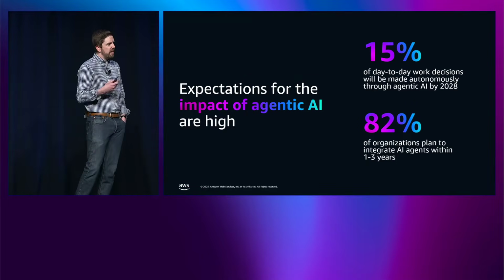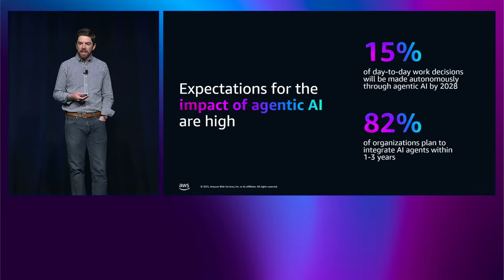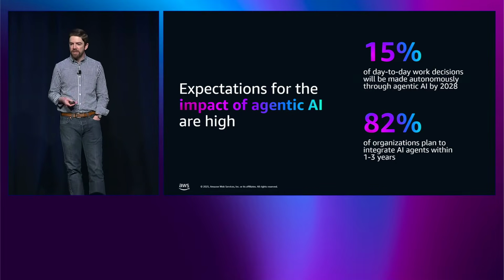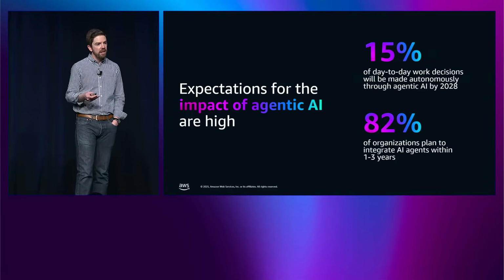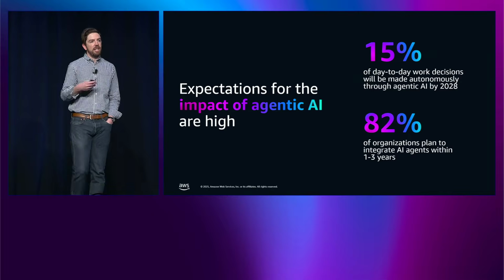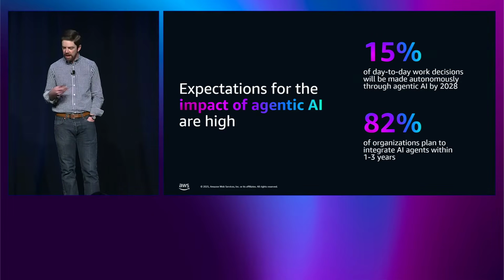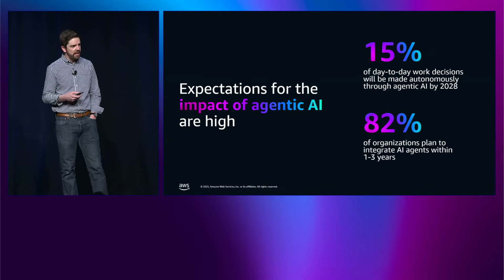So we always at AWS start working backwards from the customer and trying to figure out what products we build, what problems we want to solve, what are the challenges that you need help with, right? We probably talked to many of you in this room about what your expectations are, what you're hoping to get out of AI, how to use agents, and how to apply them.